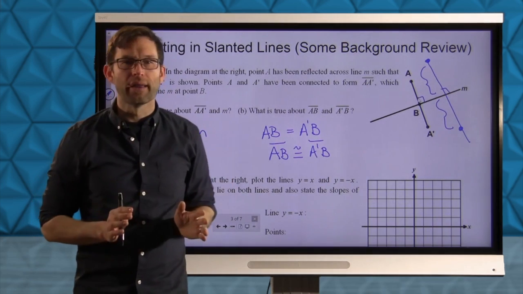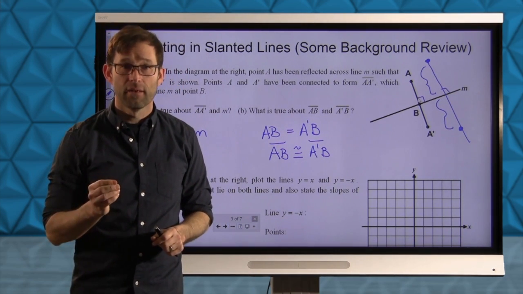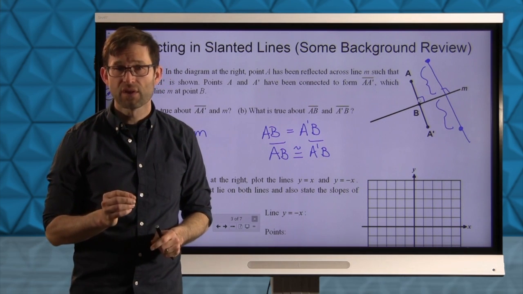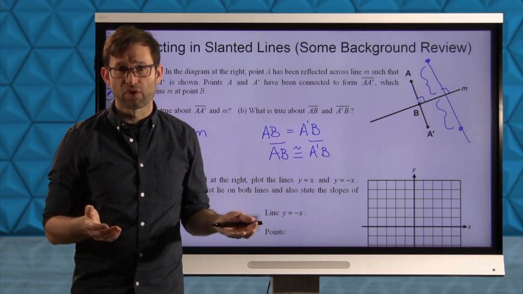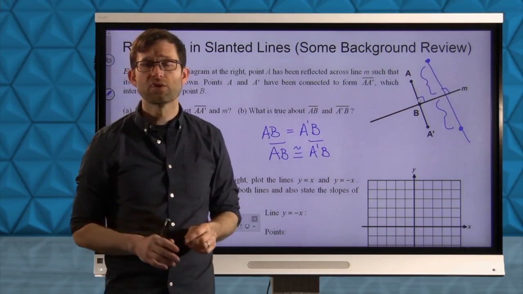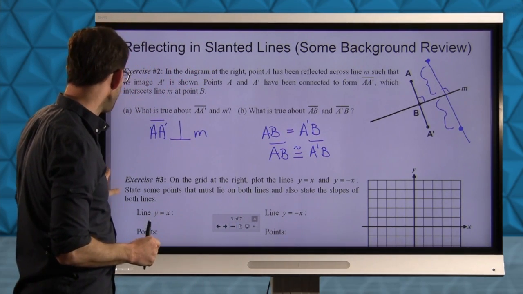Now the two lines that we are most likely to have to reflect in that are slanted are the lines y equals x and y equals negative x. So before we even do reflections in those two lines, let's actually examine them again, okay? We looked at these two lines a little bit earlier in this unit, but let's take a look at them again in exercise number 3.